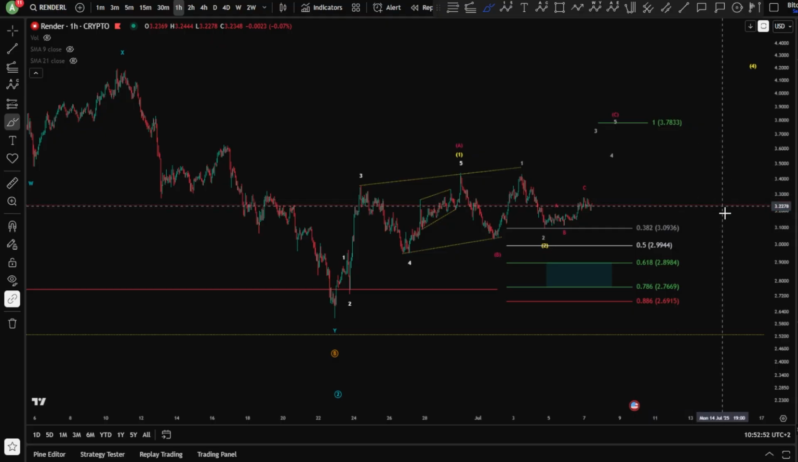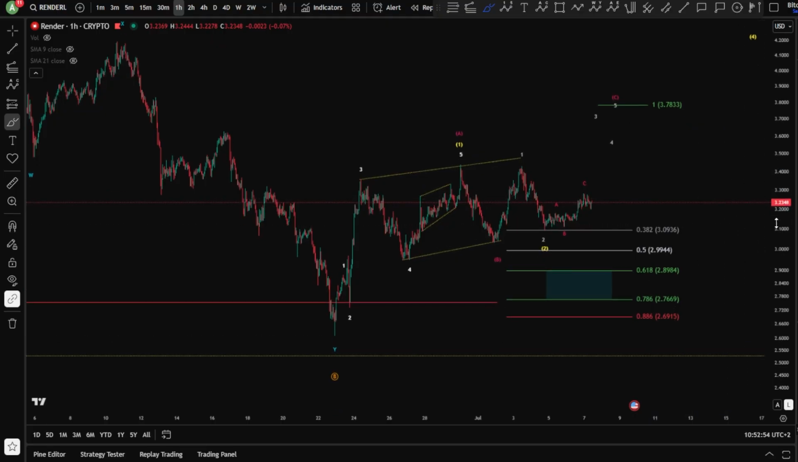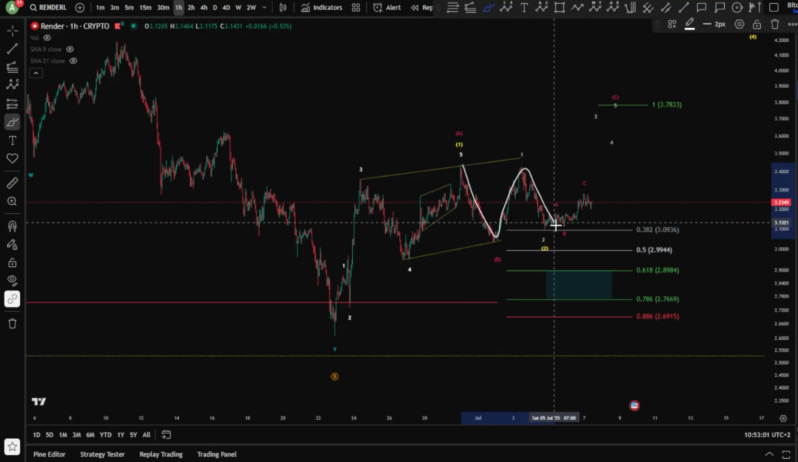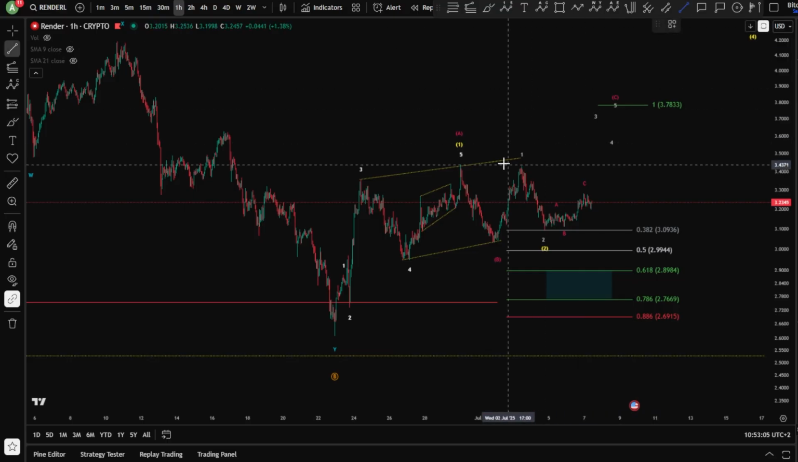It is almost the same scenario for SUI and FET. However, what is different in Render is that we are looking at a potential triangle A, B, C, D, and E as well. We have to keep this in mind.